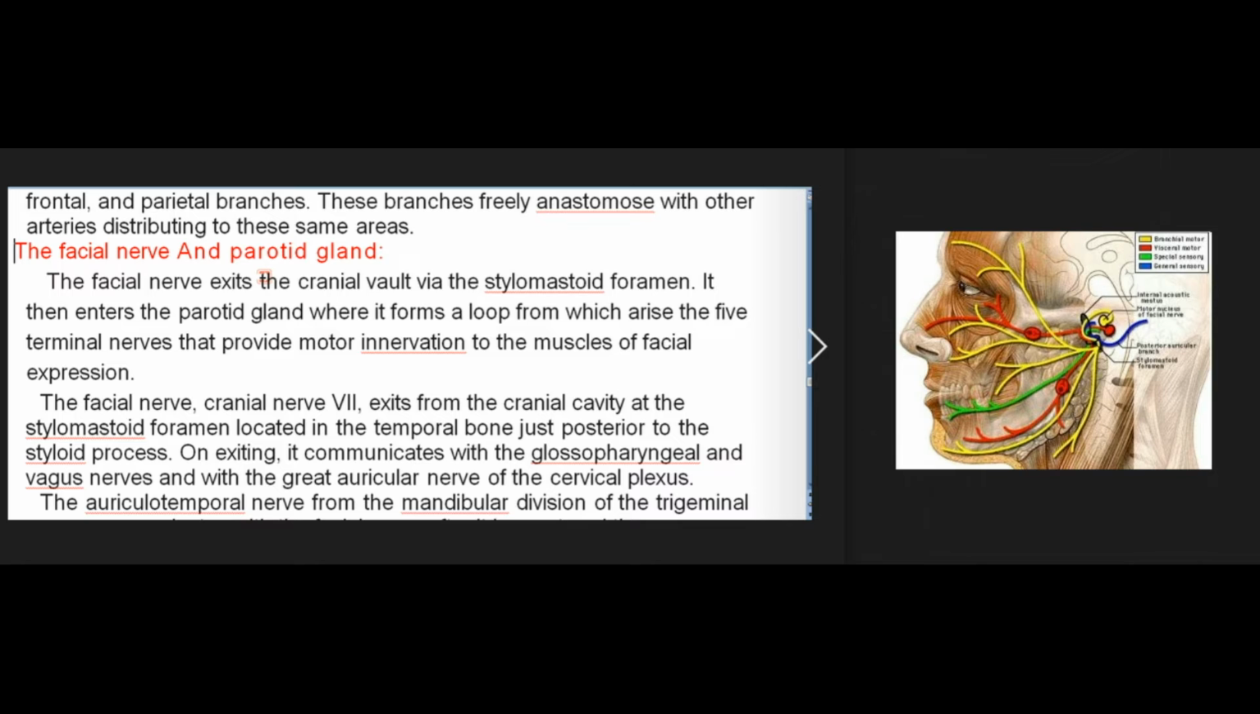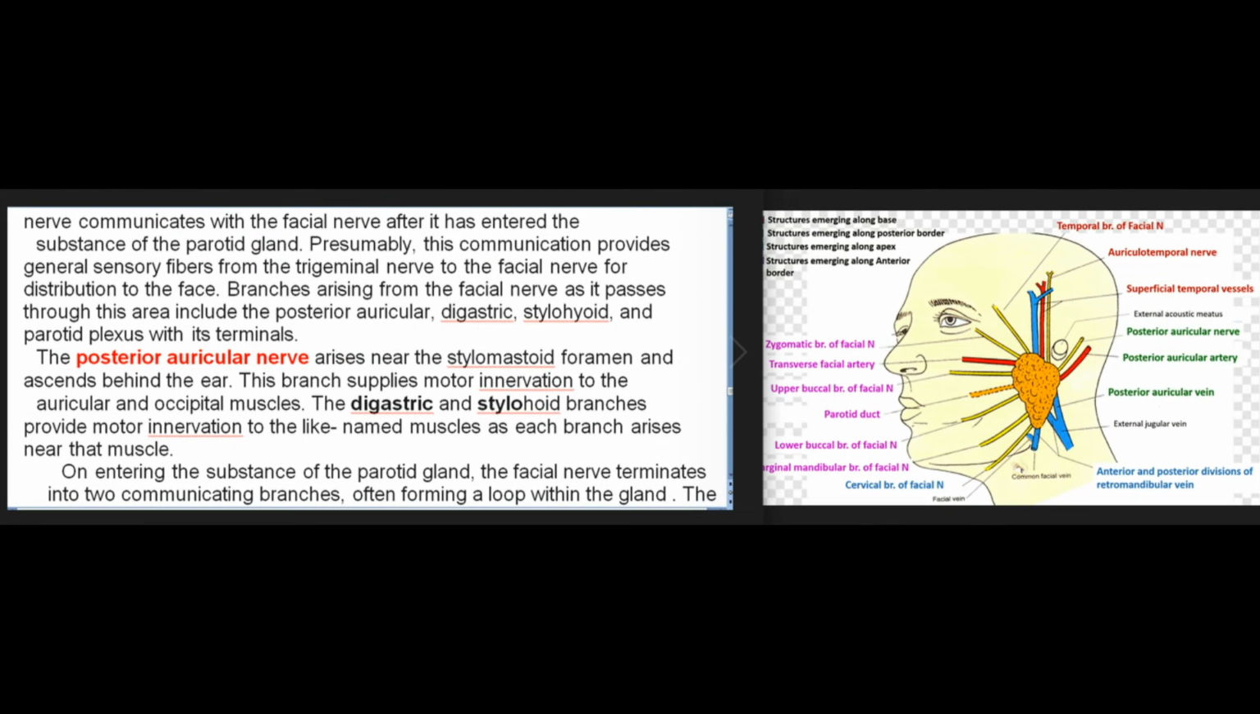The facial nerve, cranial nerve 7, exits from the cranial cavity at the stylomastoid foramen located in the temporal bone just posterior to the styloid process. On exiting, it communicates with the glossopharyngeal and vagus nerves and with the great auricular nerve of the cervical plexus. The auriculotemporal nerve from the mandibular division of the trigeminal nerve communicates with the facial nerve after it has entered the substance of the parotid gland.